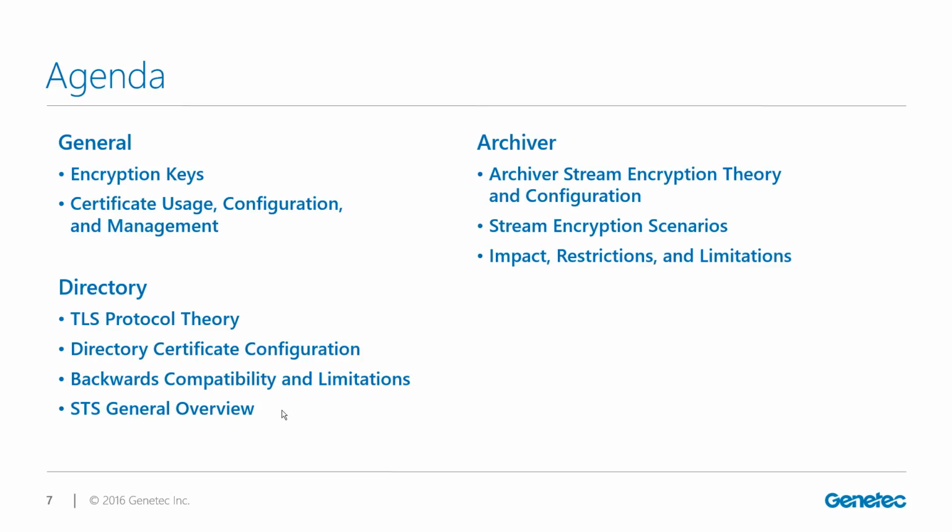And then we're going to talk about claims-based authentication and using an STS, which is another new feature that we've added. And then the last subject we're going to cover today is concerning the archiver, the new archiver stream encryption. So first we're going to talk about the theory of it, what it's actually doing. Then we're going to go into how to configure that on the system. And that's a lot of information to handle, so then we're going to take a look at some particular stream encryption scenarios. So things will get a lot clearer once you actually see the scenarios and see what the streams are doing in there with the archiver stream encryption.